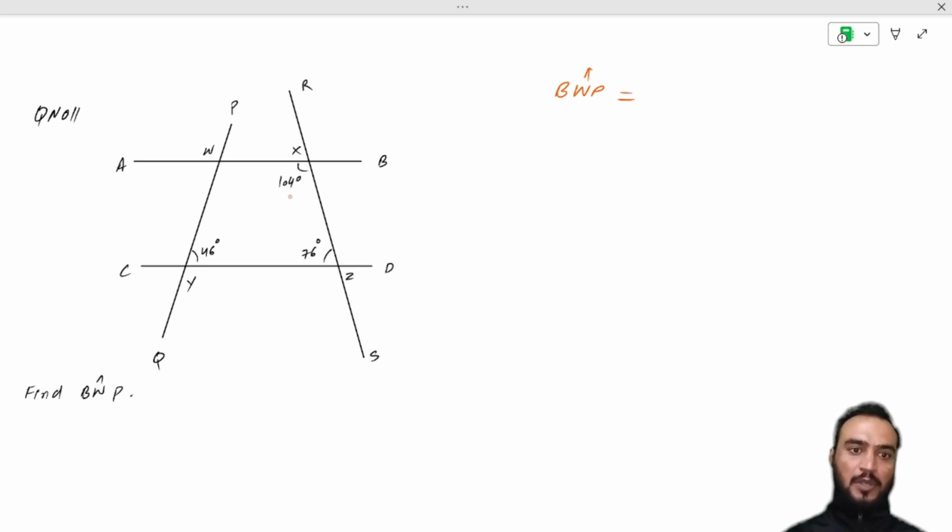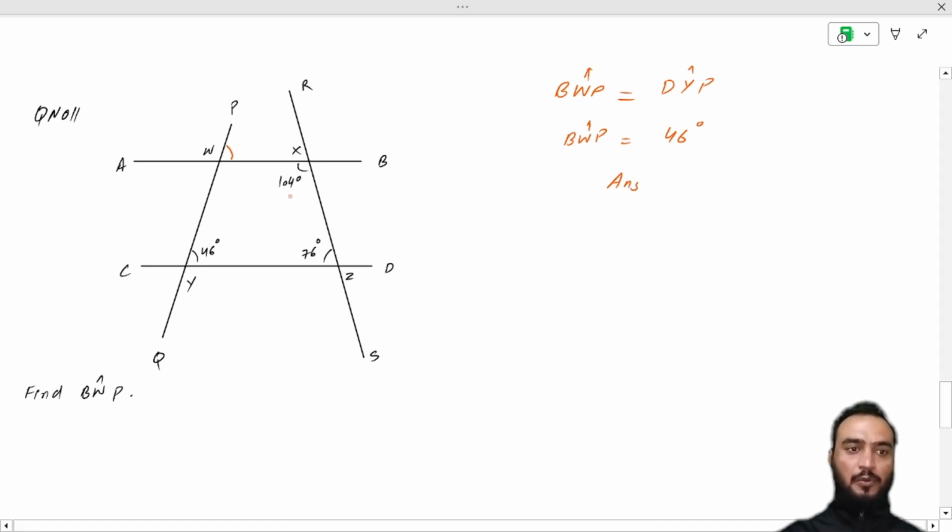The angle BWP is actually equal to angle DYP, because AB and CD are parallel lines. So these two angles are equal. This is the angle BWP, which corresponds to the angle of 46 degrees. So BWP is equal to 46 degrees. Hence the answer of this question. So that's it. Now we will solve question number 12.